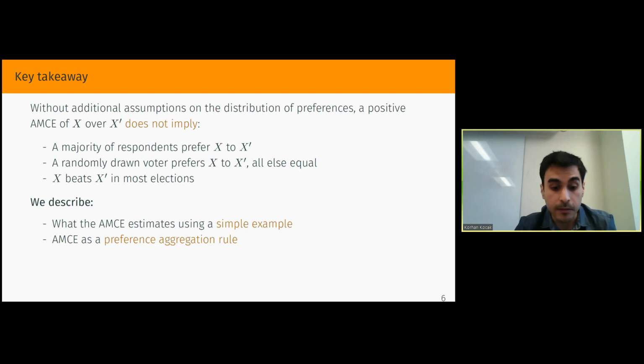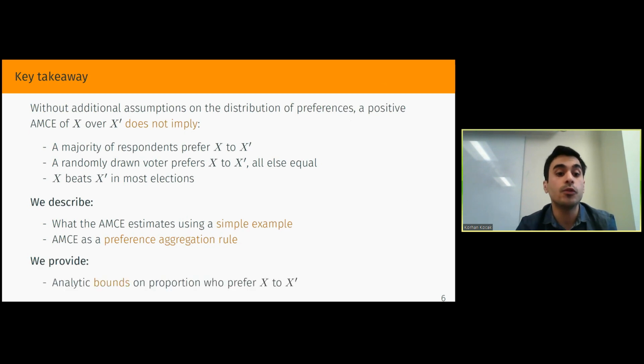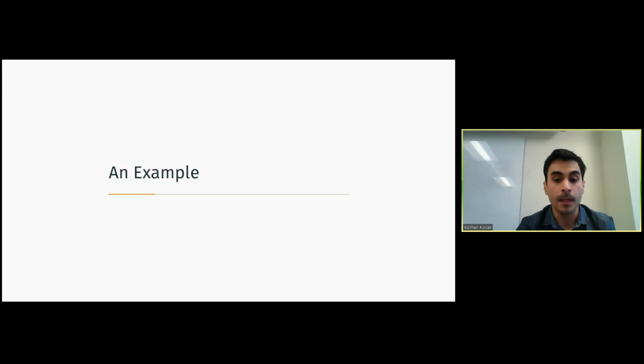I will relate it to social choice theory, which will give me some very powerful tools, which I will then use to provide analytical bounds on the proportion of people who prefer X to X prime as a function of the AMCE estimate, and also derive conditions under which the AMCE does correspond to a majority preference. So let me start with the example.